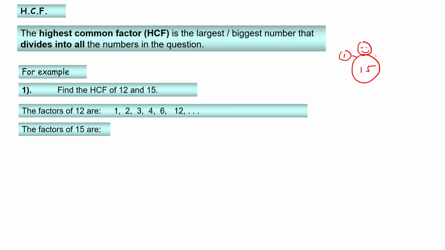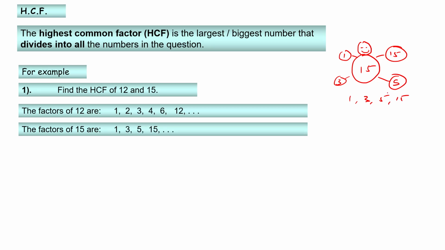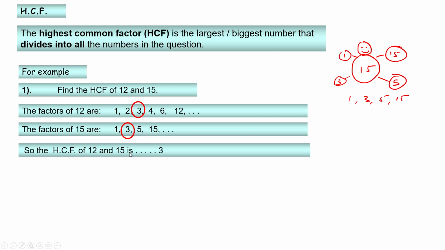Got 1 and 15. 2 doesn't go because it's not an even number. 3 does, because if you add 1 and 5 you get 6, which is in the 3 times table. 3 goes 5 times. 4 doesn't go, so we're back to 5. So the factors we've got are 1, 3, 5, and 15. You can list them there. So we're looking for the highest number that's common to both, the highest factor. And in this case it is 3. So 3 is the highest common factor of 12 and 15.